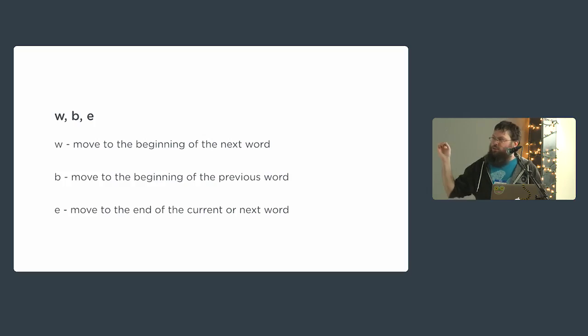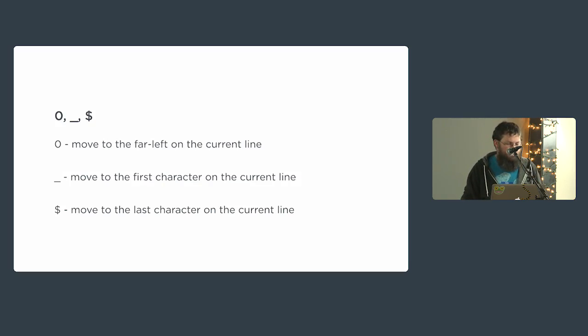Okay. W, B, and E. I won't even demonstrate all of these. These move you between words. If you're on a word, you hit W, you go to the next word. You hit B, you go to the beginning of the word that was behind you or that you're currently on. E takes you to the end. So W for word, B for beginning, E for end. Kind of mnemonic.